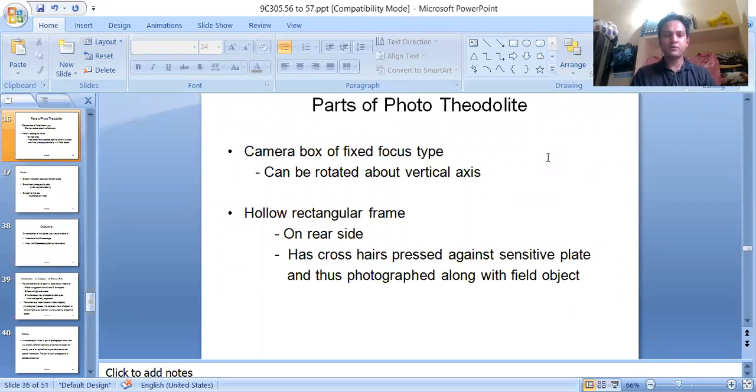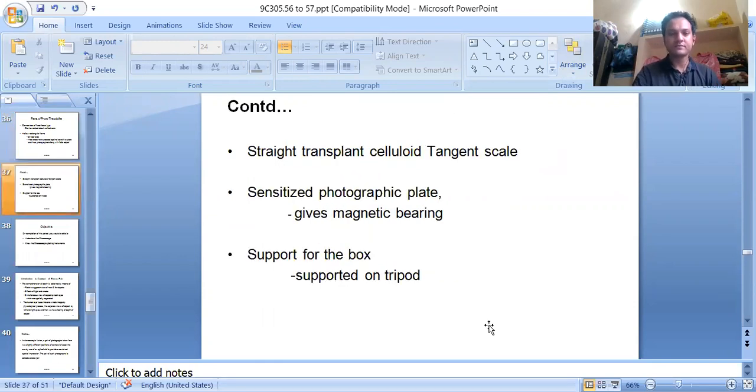You will see the parts of the phototheodolite. A camera box is of fixed focus type. It can be rotated about a vertical axis. A hollow rectangular frame is inserted on the right side. It has a cross-edge pressed against a sensitive plate and then photographed along with the field project. And we have a straight transparent celluloid tangent scale, and a sensitized photographic plate for it, which gives us magnetic bearings, and there will be a support for the box supported on a tripod.